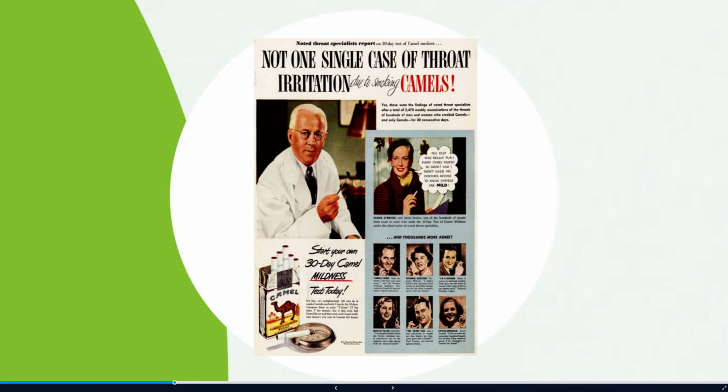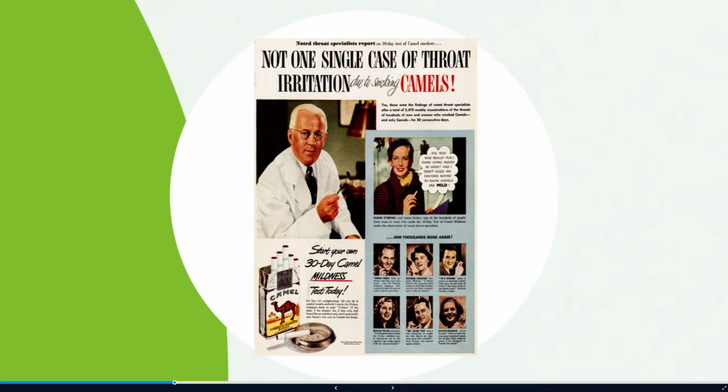And finally, a third one. Not one single case of throat irritation due to smoking Camels. So it wasn't a single manufacturer, it was multiple. And again, showing a physician promoting that you can start your own Camel mildness test today. So to promote smoking.